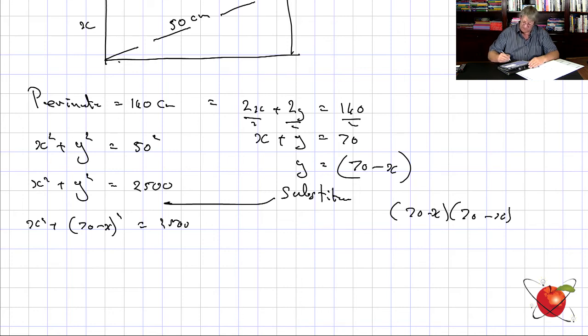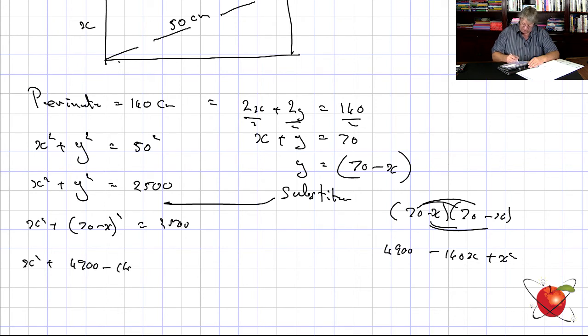All right, 70 times 70, remember, put them in. 70 times 70, 4,900. Yep. Minus 140x. Okay, and then plus x squared. Then let's transfer that back. So that's going to be x squared plus 4900 minus 140x plus x squared is equal to 2500.